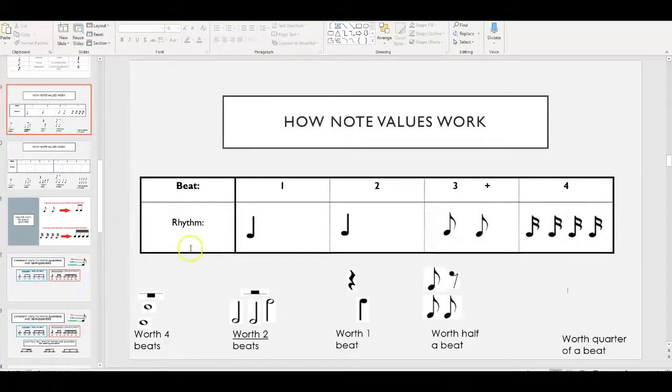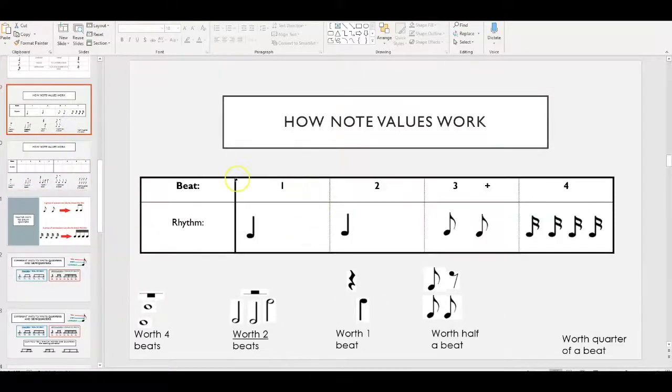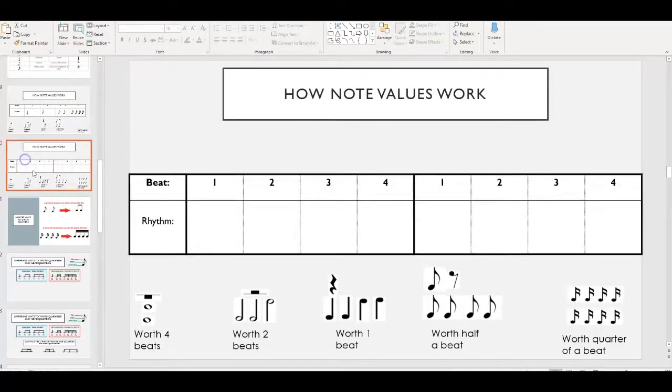Now let's move on, because sometimes we have longer rhythms. This one only lasts for 1 bar. And sometimes we're going to have rhythms that last for 2 bars or 4 bars or 16 bars, and they don't repeat. Okay, so let's have a go at playing some rhythms here.